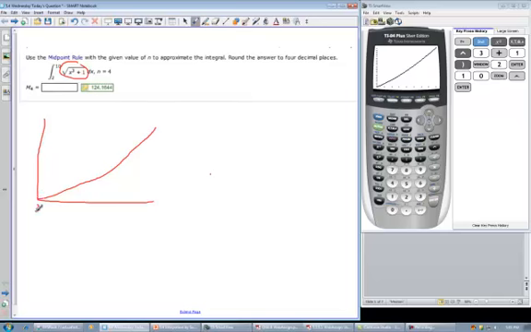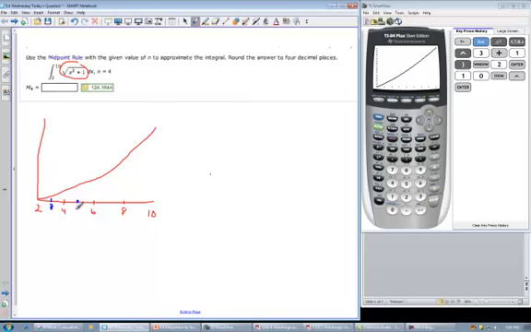And we start at 2, and we're going all the way to 10. And we have to make 4 rectangles. So we have to make 4 divisions between 2 and 10. So you get 2, 4, 6, and 8. And then it says use the midpoint rule. So the idea is find the midpoint. So the midpoint between 2 and 4 is, oh, sorry, 3. So it's 3.